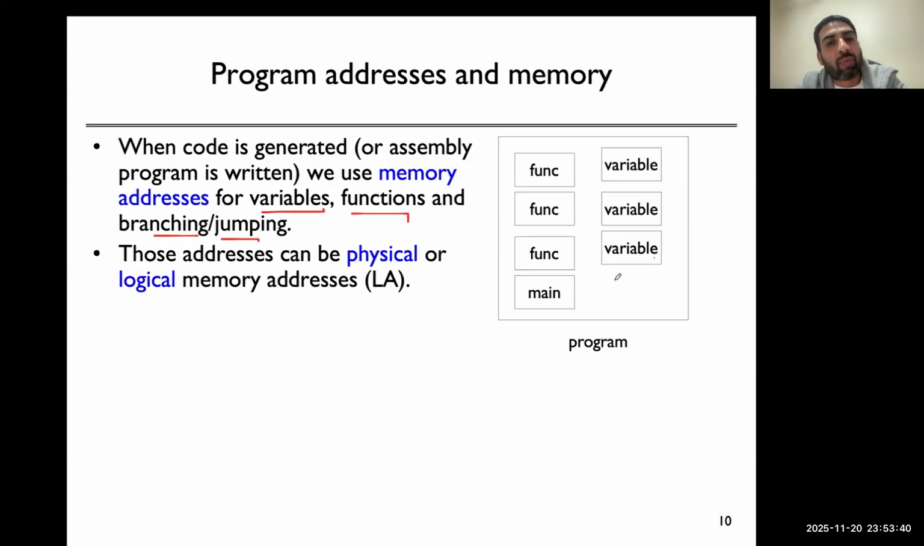Similarly, when you say call the function foo, your hardware doesn't know anything about the name foo, so that name foo needs to be translated into a memory address where the code of that function is located. So the addresses are memory locations where your functions or variables are located. Those addresses can be physical or logical memory addresses.